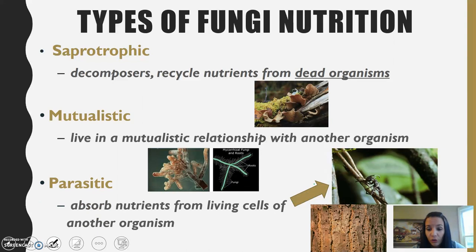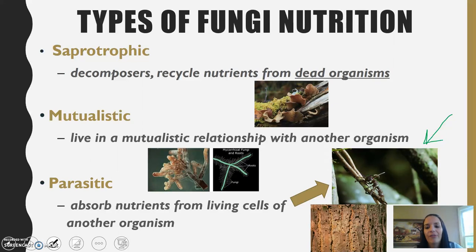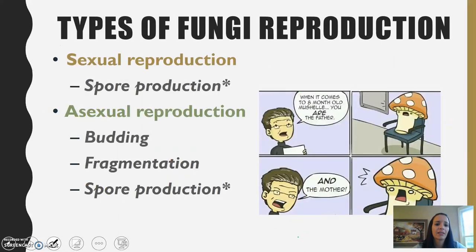So they absorb nutrients from living cells of another organism and they grow from that. So if you look at this picture here that popped up, you'll see it's an ant, but if you watch slowly, you'll see there's actually a fruiting body coming out of the head of that ant. So this is a disease that grows, it takes over the ant and then it grows out of their bodies. Another really common thing you need to know about is Dutch elm disease. So this is killing lots and lots of elm trees because of this fungus.